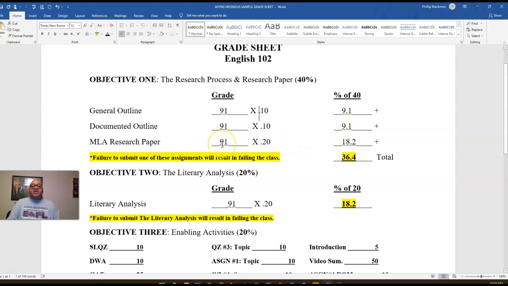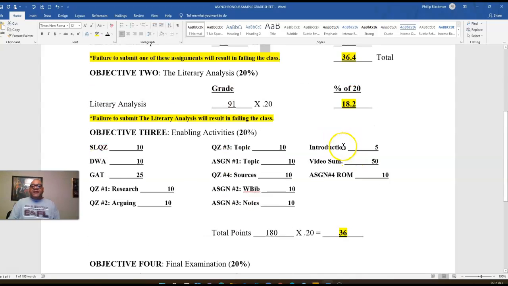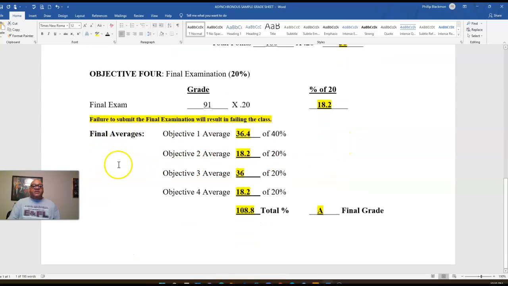Let's say you made a 91 on the final research paper. You're going to multiply that by 0.20, and that's going to equal 18.2. Keep your decimals in here. 9.1 plus 9.1 plus 18.2 equals 36.4. Get your total, put your total here, and then at the bottom of the page, your final averages, you can put that average here, 36.4.